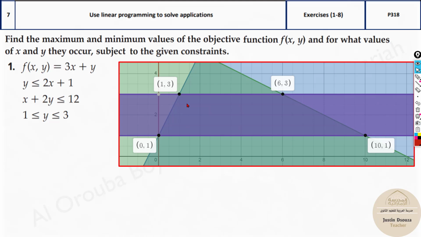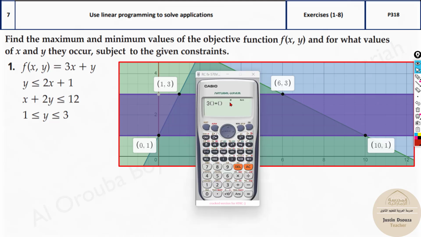Now once we get these vertices, we need to substitute back into the objective function. That can be done easily in the calculator. I'll show you now. What I do is I put the objective function and leave the x and y in brackets, blank. Now I will choose the first point. What is the x value? It's 0 and over here 1 and equals, this is 1. At this particular point it's 1.